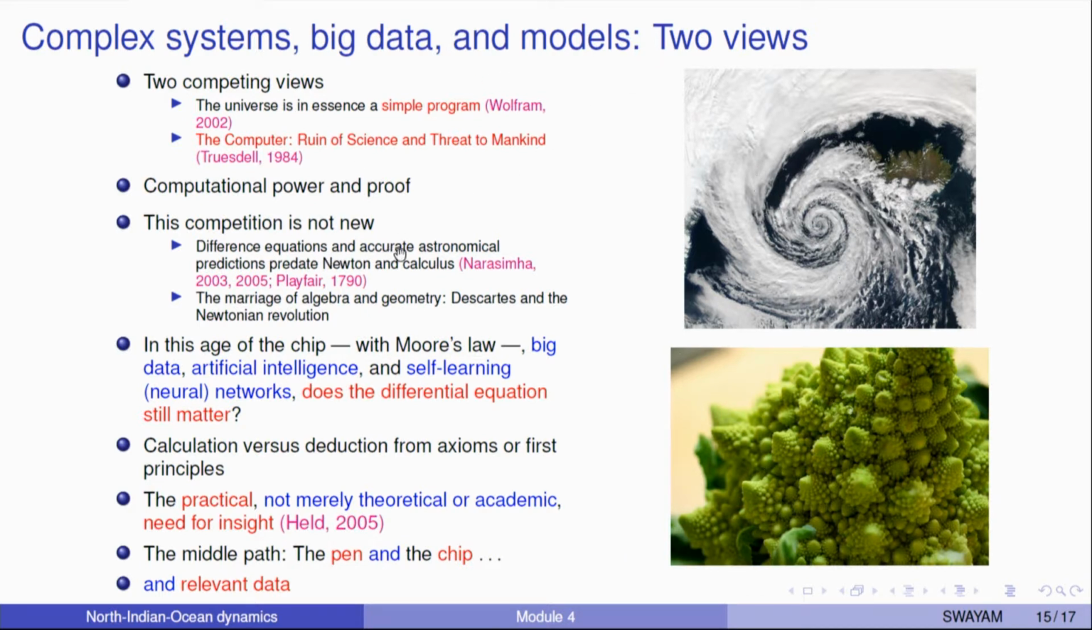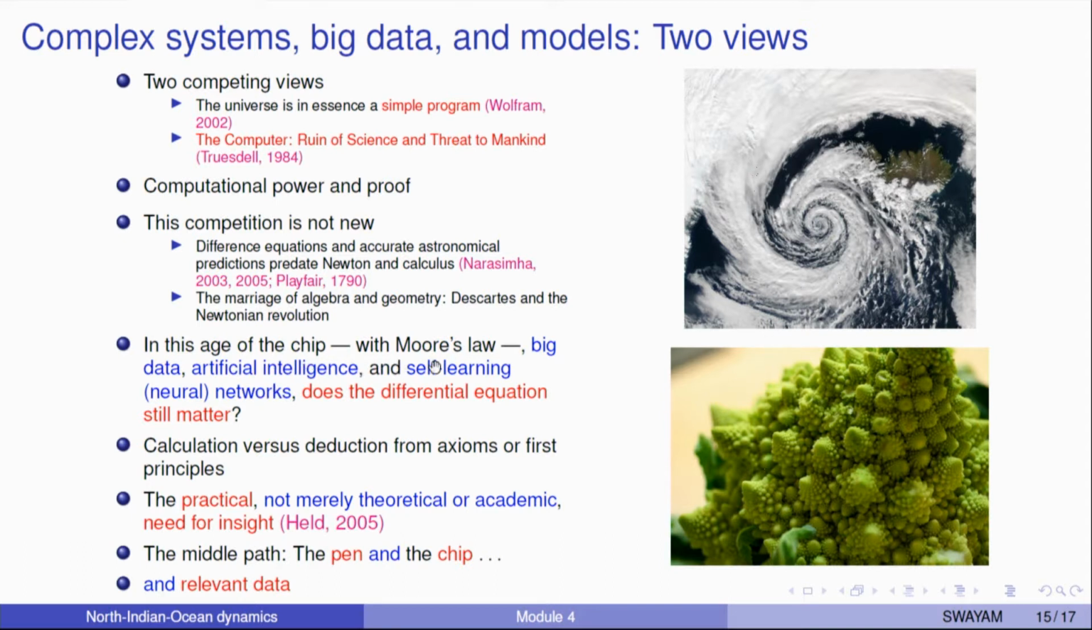The difference equations and accurate astronomical predictions predate Isaac Newton and calculus. It was the marriage of algebra and geometry by Descartes that gave rise to the Newtonian revolution. For example, look here. You see what looks like a cyclone, and this looks like broccoli. But these are not images of a cyclone or a broccoli. These are fractal drawings created by simple programs of the kind that Wolfram talks about. So what exactly are we seeing in nature? Is nature simply a program run forward in time?